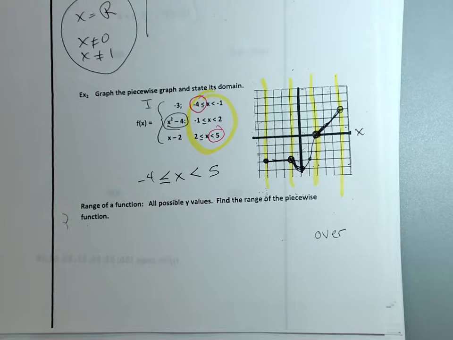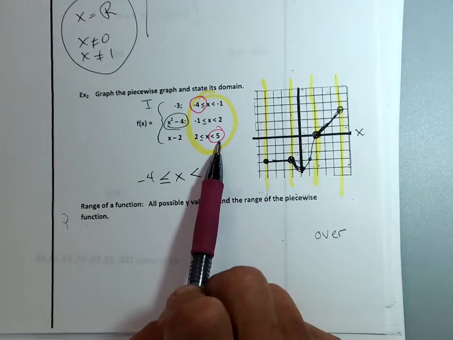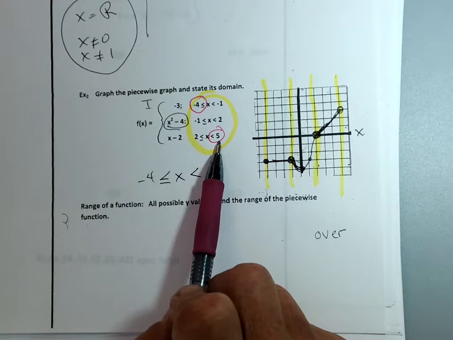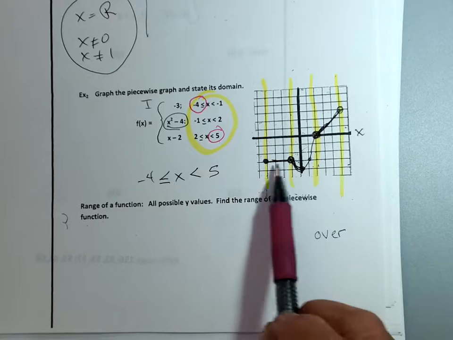Isn't that helpful? Doesn't that make sense? There's your domain, because our graph went from -4 to 5, didn't it? There's your domain, really, right? There's our borders, went from -4 to 5.